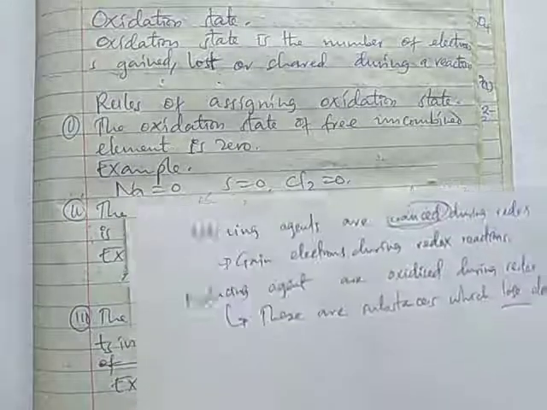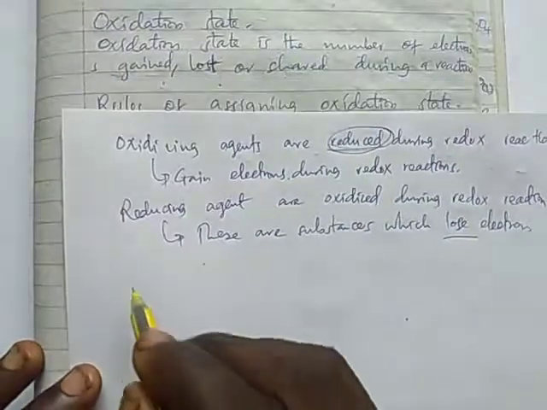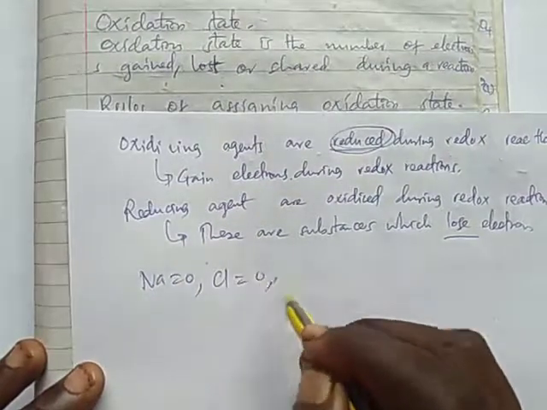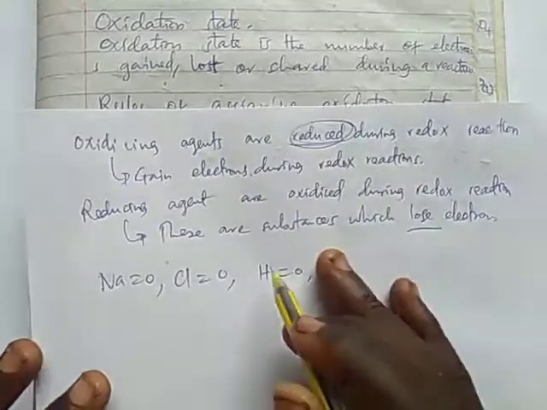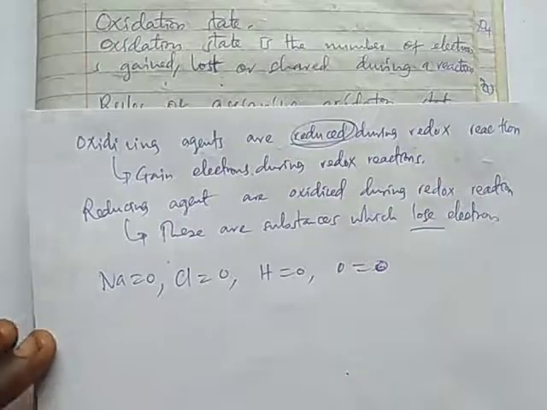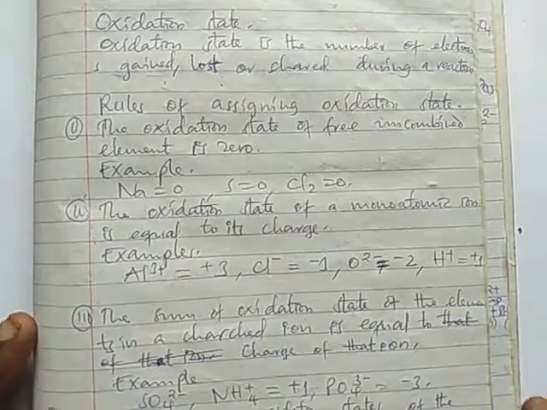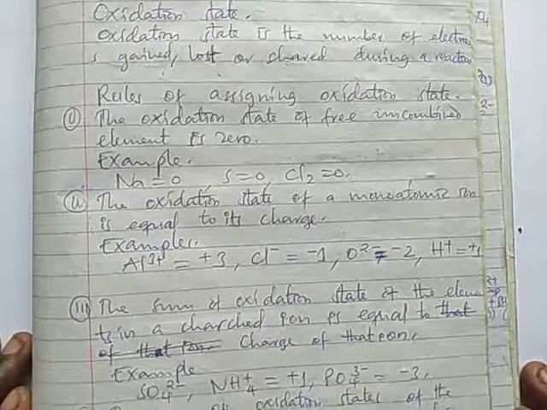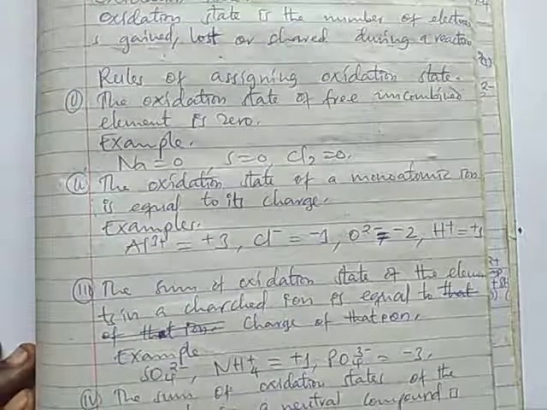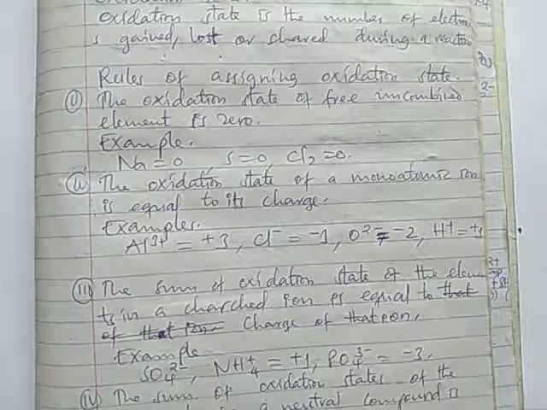Number 1, oxidation state of free and combined element is 0. So if we have free and combined element, let's say it is sodium, chlorine, hydrogen, oxygen, the oxidation state of any free and combined element is 0. That is the first law.